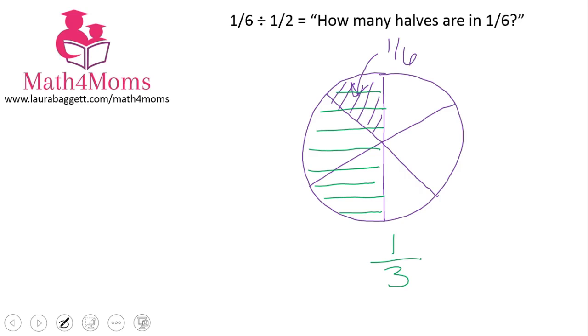That one's a little trickier, but again, 1/6 is the blue shaded in part, half of it is the green shaded in part, a third of the green part fits into the blue shaded part. So 1/3 of a half will fit into 1/6.